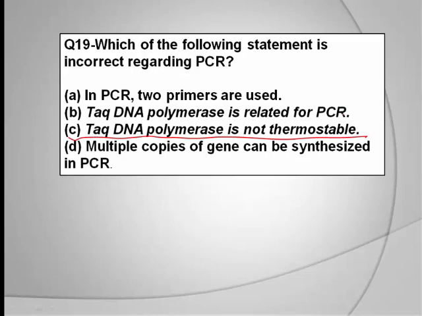When denoising the DNA fragment, the temperature is increased up to 90 to 95 degrees. There the hydrogen bonds break and the double stranded DNA is converted into single stranded DNA. The enzyme that withstands that temperature is Taq polymerase. Actually it is thermostable, but the given answer says it is not thermostable, therefore this is the wrong statement.